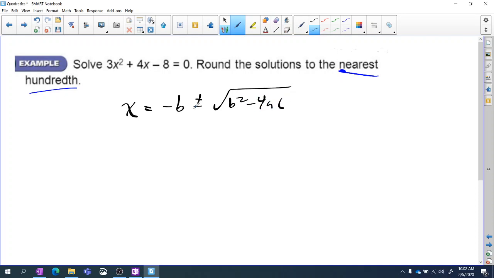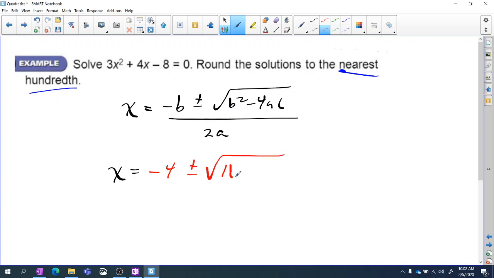Write out the formula and then fill in the formula below it. So x equals negative b. Well, b is a positive 4, so negative of that would be a negative. Square root. B squared would be 16. 4 times a, which is 3, times c, which is negative 8.